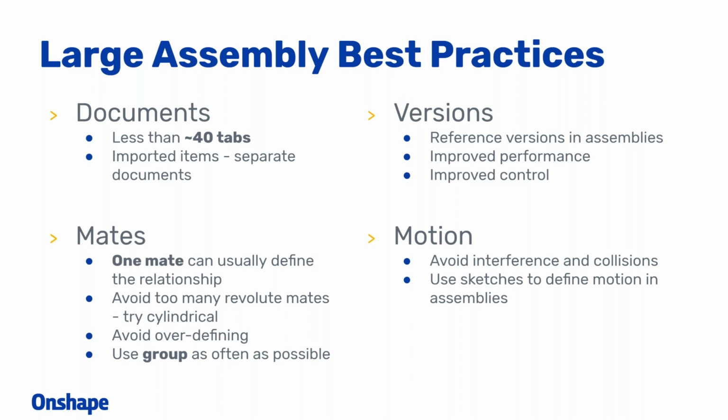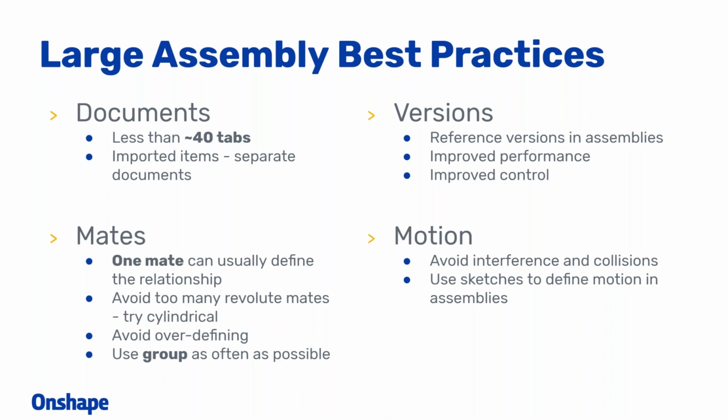And another thing that helps with this is using versions. So when you import an assembly or a part into your top level assembly, you want to try to use a versioned part or a versioned assembly when you import. This improves performance and makes it easier for you to control if you don't want every single part to be updated.